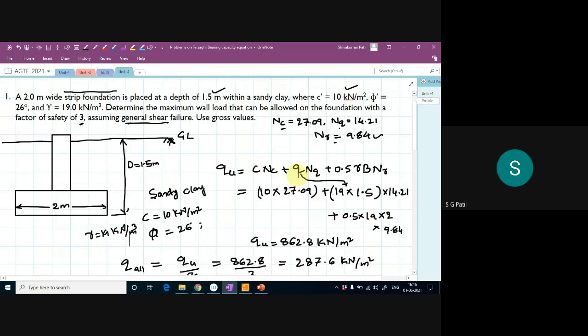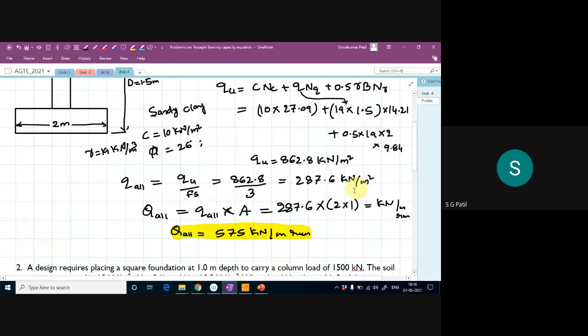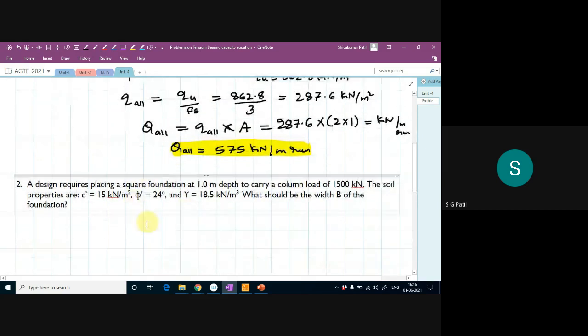You just have to remember the equation for the strip footing. Suppose it is a square footing, then what changes here? Here 1.3 will come, and here 0.4 will come. If it is a circular footing, then 1.3 c Nc and 0.3 gamma B N gamma. That is the only difference, depending on the shape. So let us see the next problem.